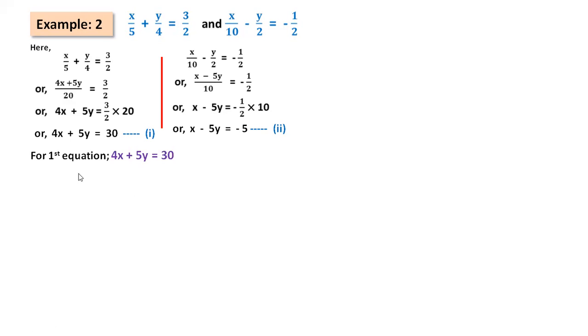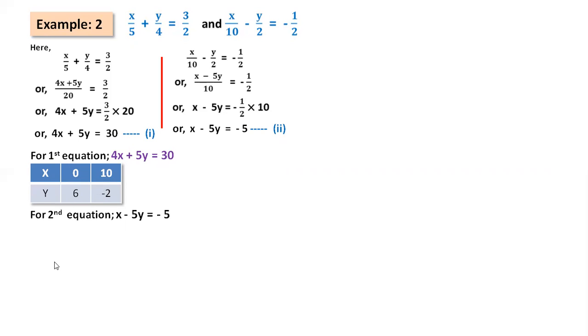For the first equation, put the values of x as 0 and 10. If you put 0, then 4 into 0, so 5y equals 30, and 30 divided by 5, the y value will become 6. Let's put the value of x as 10, it will be 40, then 30 minus 40 will be minus 10, and minus 10 divided by 5 comes to minus 2. We get two coordinates, 0 comma 6 and 10 comma minus 2.